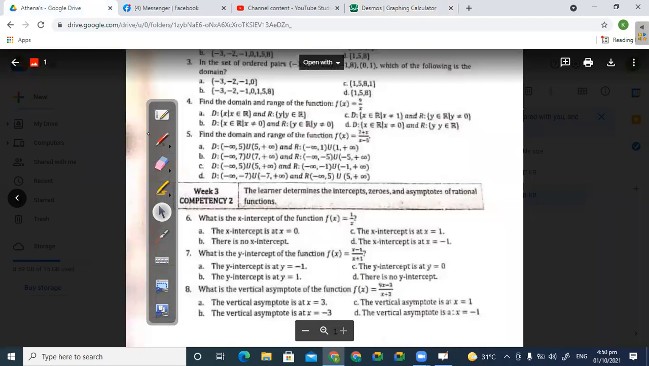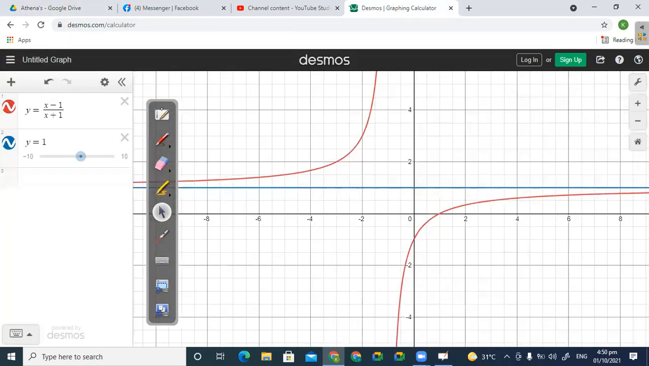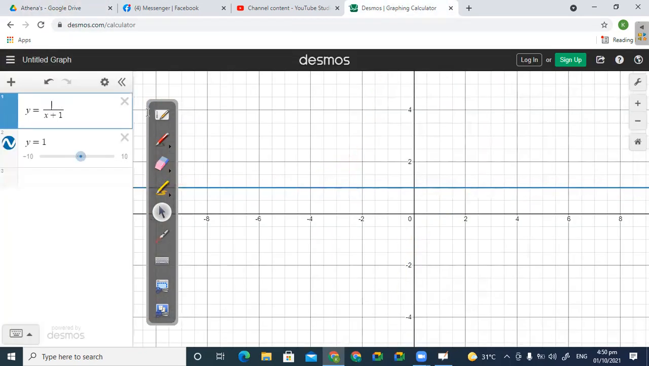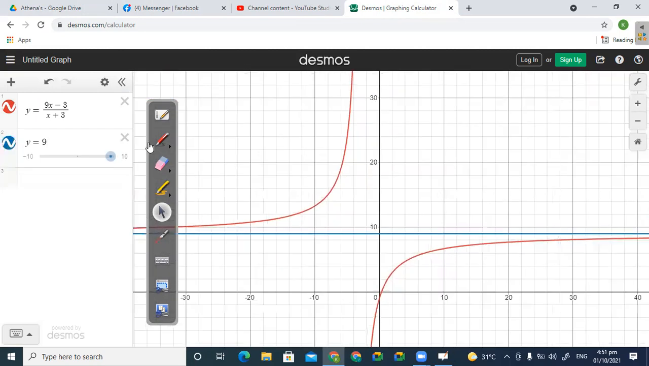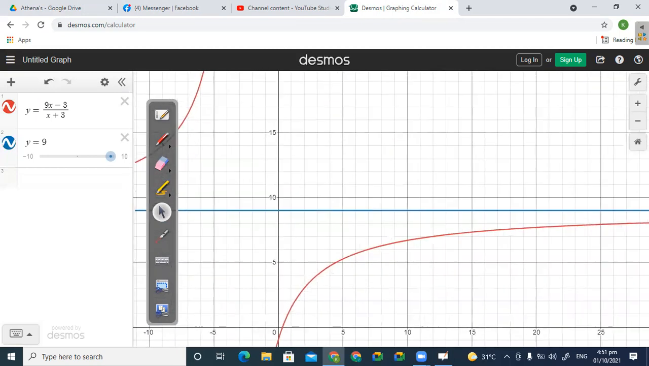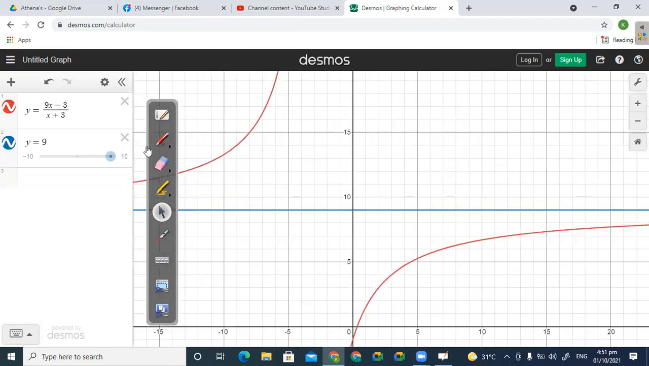Ayan. So, what about yung isa? Ang isa is 9x minus 3 over x plus 3. Syempre, hindi yun y equals 1. So, ano yan? 9 divided by 1. So, 9. Tingnan natin. And that's true. Ayun yung horizontal asymptote niya. Okay, divide lang sila ng degree.